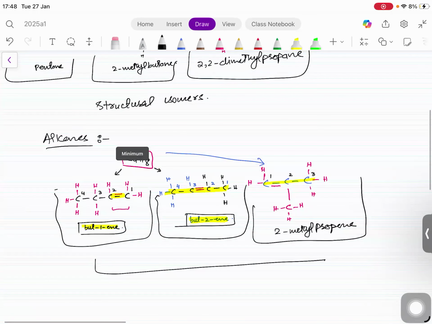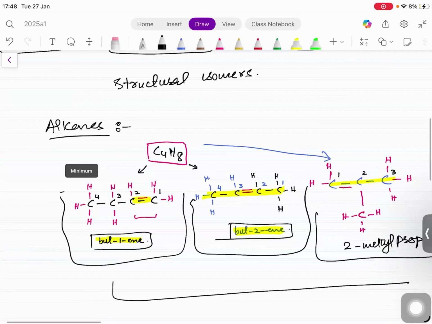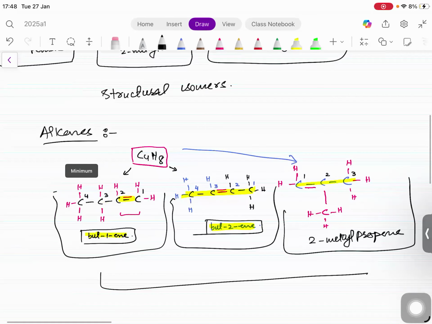Then I told you the organic compounds containing saturated hydrocarbons are all alkanes. And we learned that the organic compounds containing the unsaturated bond are known as alkenes, right? Then we learned the alkenes' general formula.